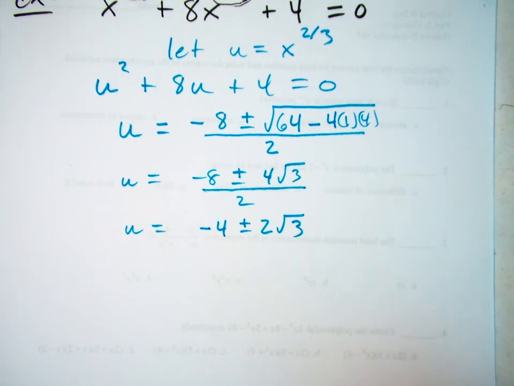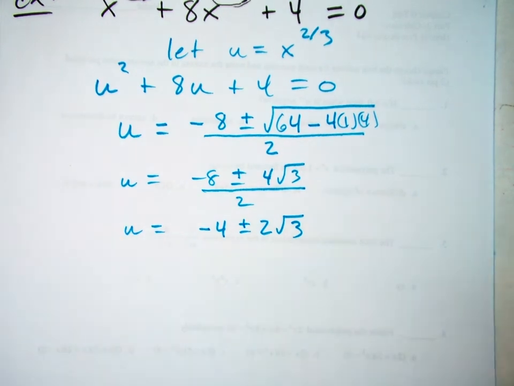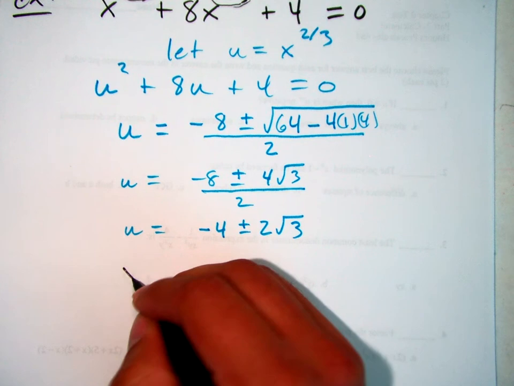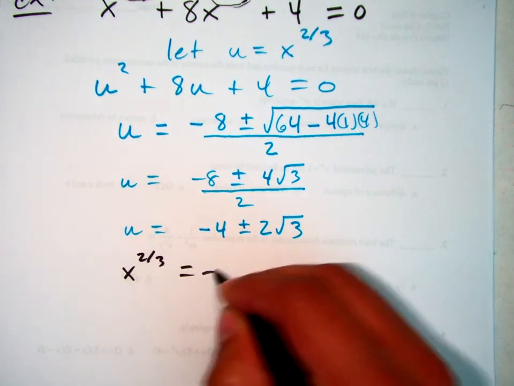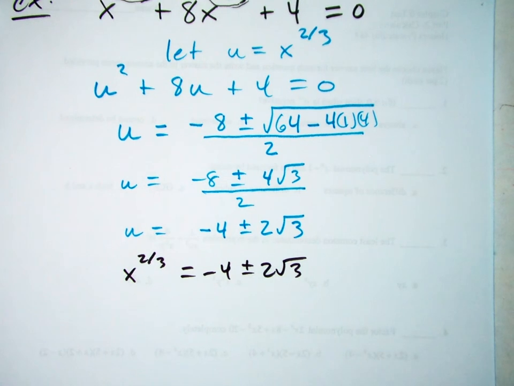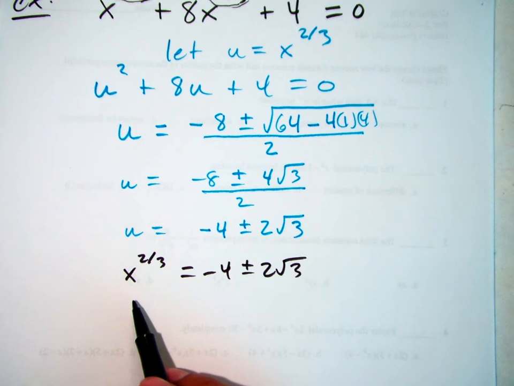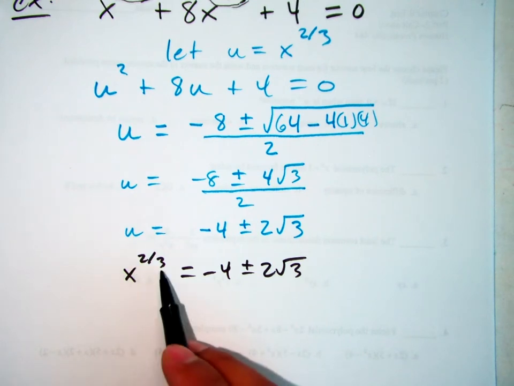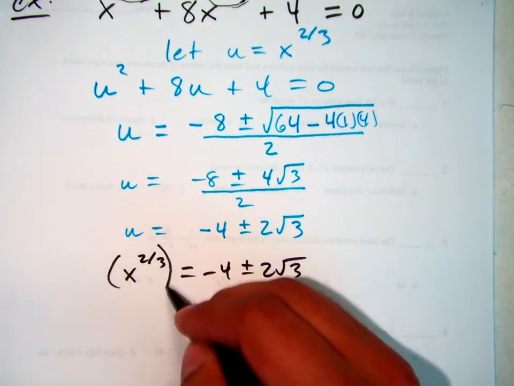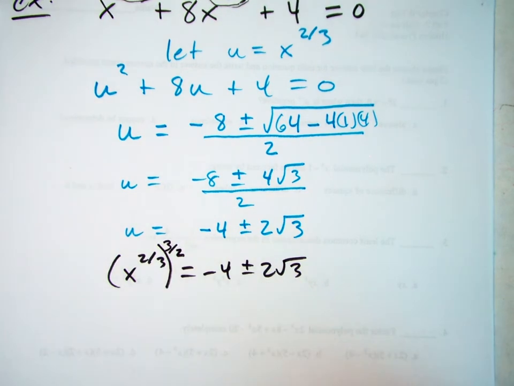All right, so let's see what happens here. If this is u, now we replace u with x to the 2/3 equals -4 plus or minus 2 root 3. So now how do I solve something to the 2/3 power? You make it a square root. The third root square. Exponent? You could square root it, and then you'd have to cube it. Let's do it all in one step. Isn't square rooting and cubing the same thing as just doing the reciprocal power? Yes, sir. Right? Isn't that a little nicer?